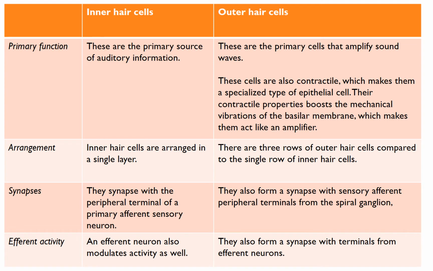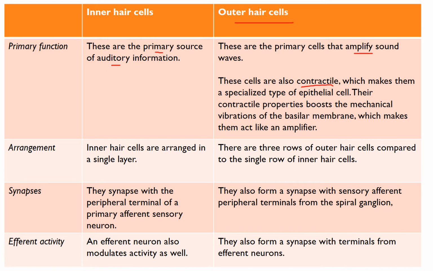This table compares and contrasts the function, arrangement, synapse connections, and efferent activity or efferent innervation of the inner versus the outer hair cells. Now, as I mentioned previously, the inner hair cells are the primary source of auditory information, and the outer hair cells are the primary cells that amplify the sound waves in order for the inner hair cell to transmit that information. But the outer hair cells are specifically also contractile.